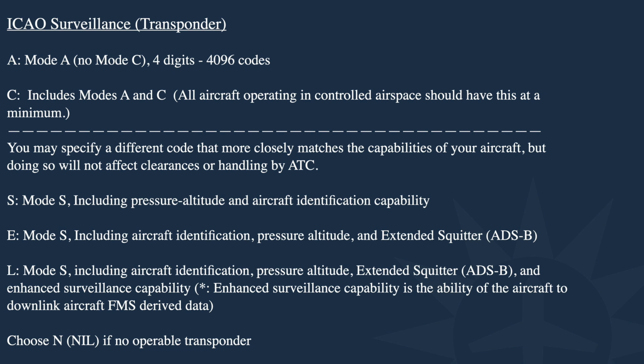Now, Mode S, the S code and the Echo code and the Lima code, they're all Mode S, but they have additional capabilities. So check with the documentation from your manufacturer and see what you've got in there. And if you're a Mode Echo, which is pretty common now, go ahead and plug those in. And if you don't have a transponder, you can put the November for nil in there. But I don't see a lot of that. I don't see how you'd be filing IFR flight plans in the US with no transponder. You'd be very, very limited on where you could go.